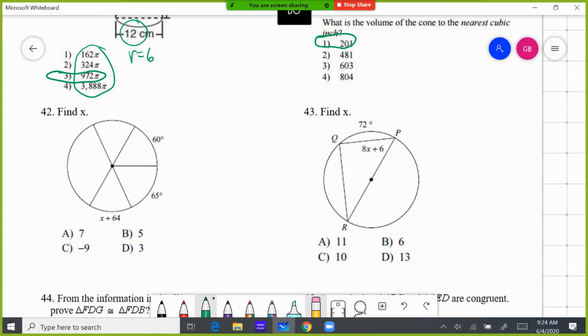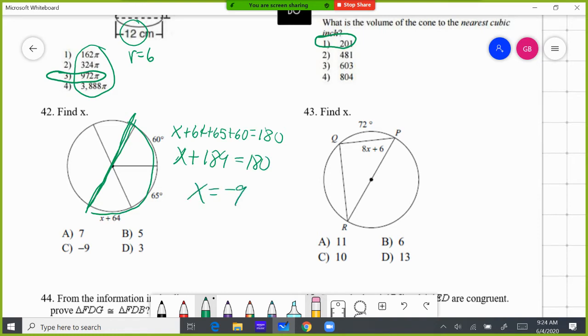Okay, 42. Find the value of x. So I'm going to simplify this. We have a diameter here, so all of those arcs should add up to 180. I'm going to set up an equation, x plus 64 plus 65 plus 60 is equal to 180, because that makes a semicircle. So x plus 189 is 180. Therefore x is -9.